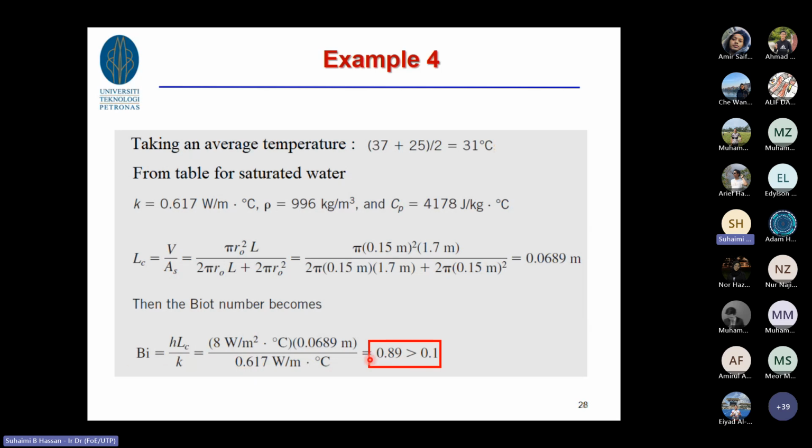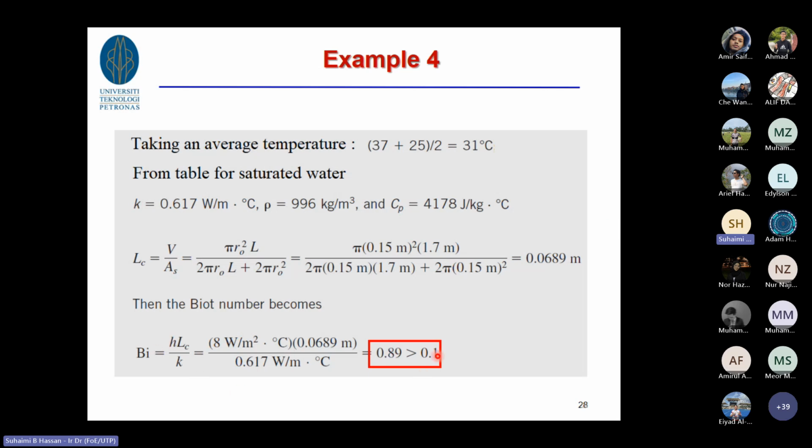So you got Biot number 0.86. They take the human as water because 70% of our body is water. So they use the properties of water to get the k at that temperature, because the average of the normal temperature T initial and T final, you got 31 degrees Celsius from the table for saturated water. We assume you got k, rho and cp. This is the purpose of this, to get these parameters in order to calculate the Biot number.